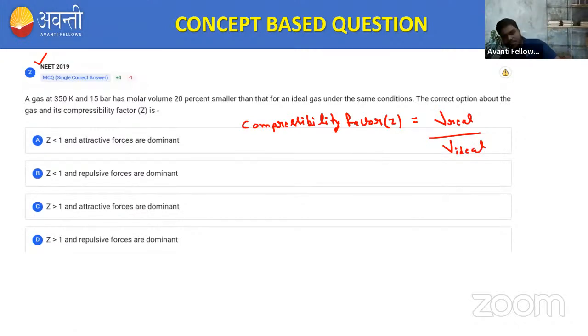Just remember this value। ठीक है, एक सेकंड दो, जस्ट चार्जिंग में लगा ले इसे, जस्ट वेट फॉर अ मिनट। ठीक है, चलो। सो compressibility factor Z is equal to real volume upon ideal volume। This is the formula for the compressibility factor we have। ठीक है, V real upon V ideal। Now here it is given in the question that it has a molar volume 20% smaller than that of the ideal gas under the real condition, right?